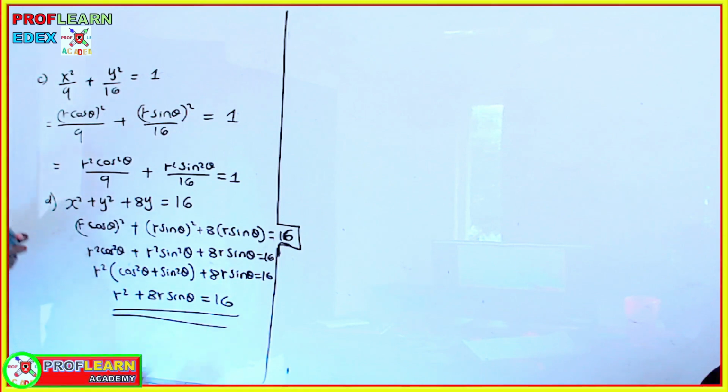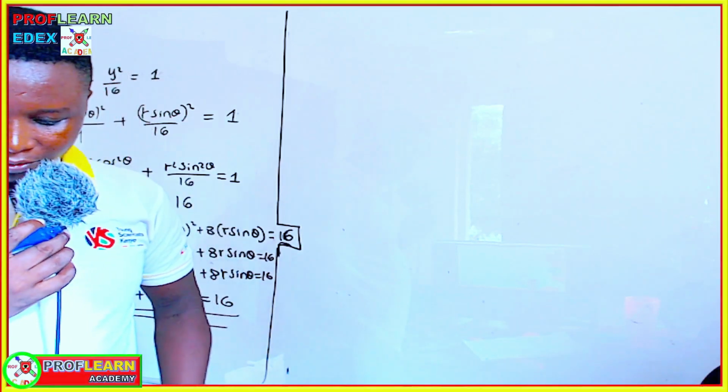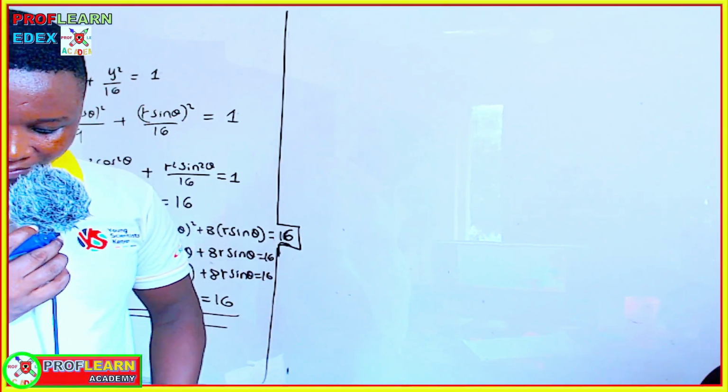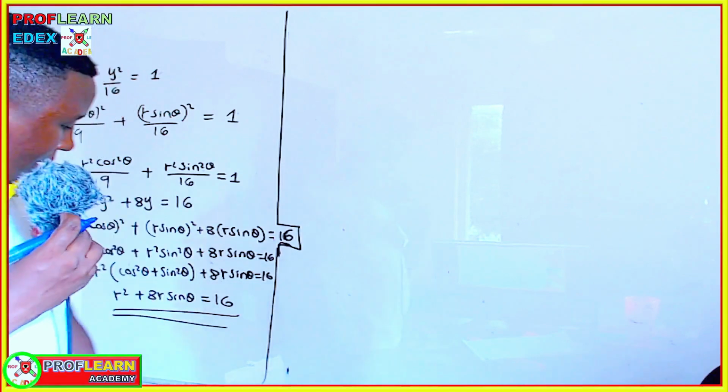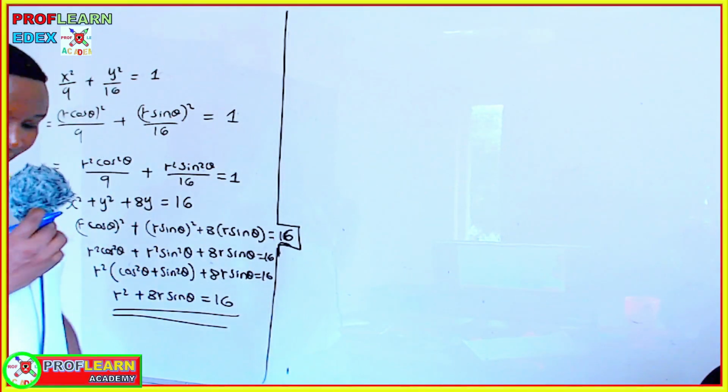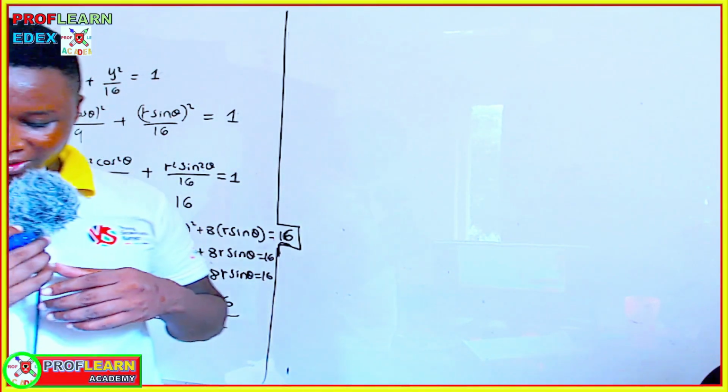And actually this now becomes our polar equation. We are going to leave our answer in that form: r squared plus 8r sine theta equals 16. All right.